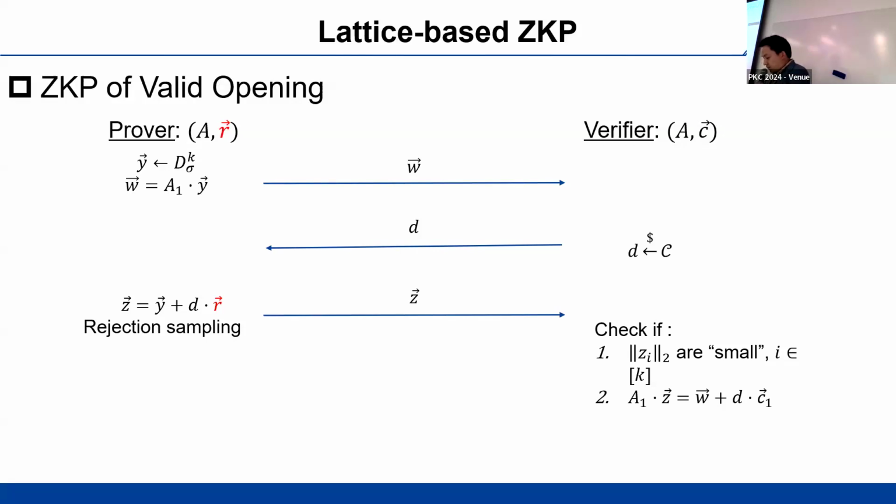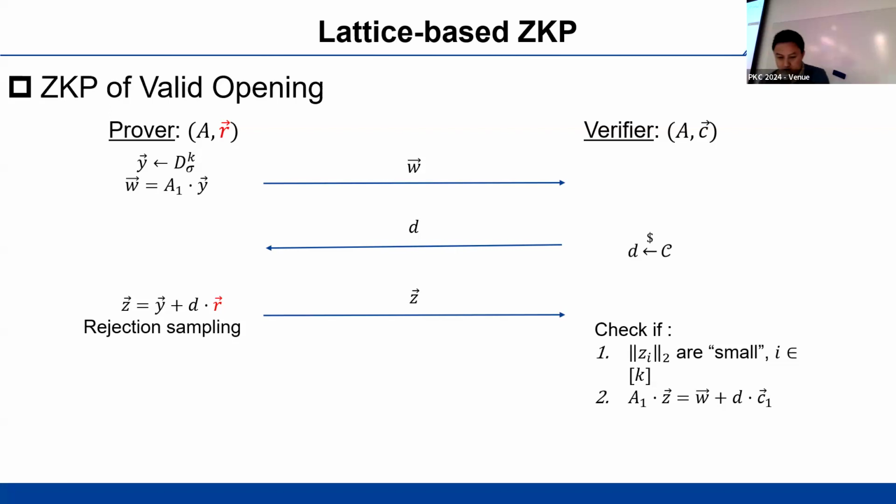In the first move, the prover samples a Gaussian vector y and commits y by the vector w, then sends w to the verifier. The verifier responds with a ring element d sampled from a special space C. The prover finally computes the vector z by summing y and d times r, runs rejection sampling, and forwards the output vector z to the verifier. The verifier checks if the vector z is small and whether the equation A1 times z equals w plus d times t or not.